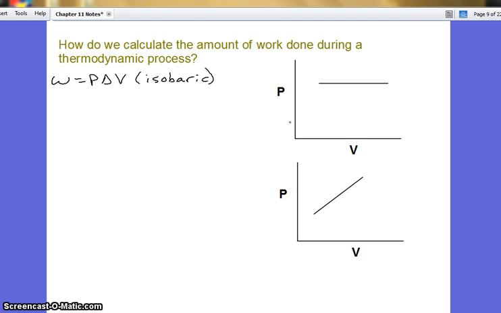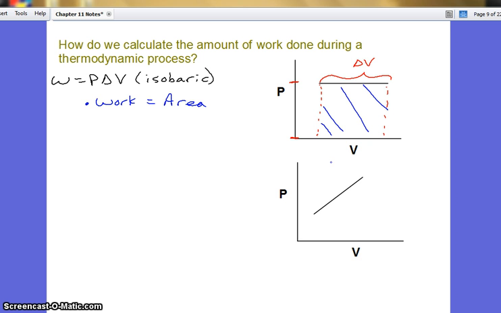pressure. And so we see that if we multiply the pressure, which is from here down to here, times the change in volume, this being our change in volume, we are essentially finding length times width of this box. Or in other words, we're finding the area under this curve. So the work done is equal to the area between the line and our horizontal axis if we are given a pressure versus volume graph. But what if it is not an isobaric process?